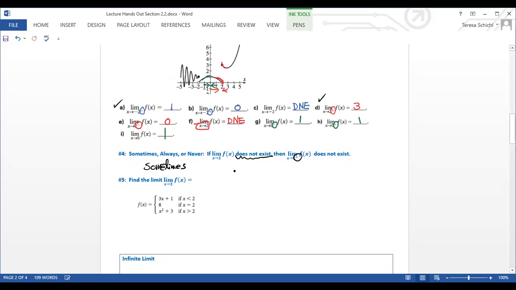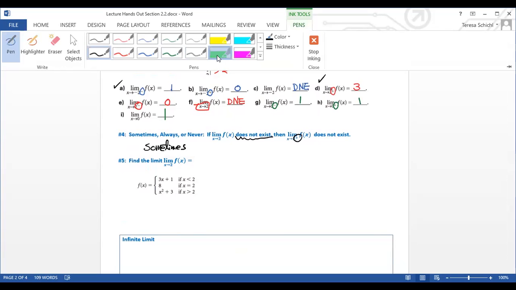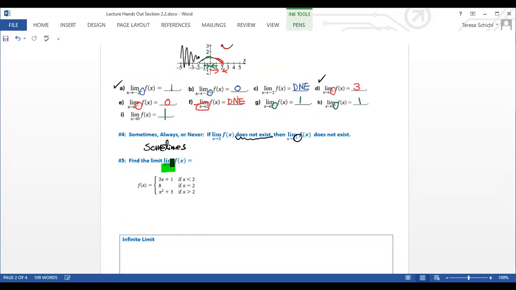Okay, let's take a look at problem number 5 here. So I want to find the limit as x approaches 2. Okay, x approaches 2. So now we know when we want to find the limit, I always need to find the right-hand side limit and the left-hand side limit, right? So x approaches 2. Now let's do the left-hand side first. So you still remember, right?